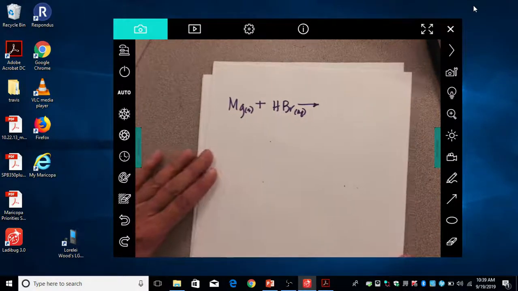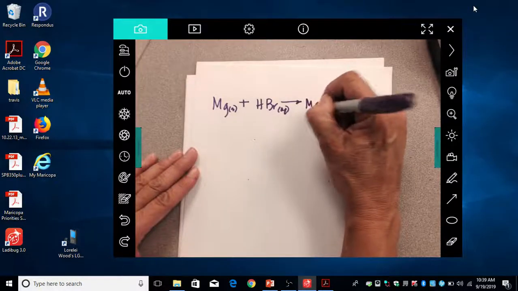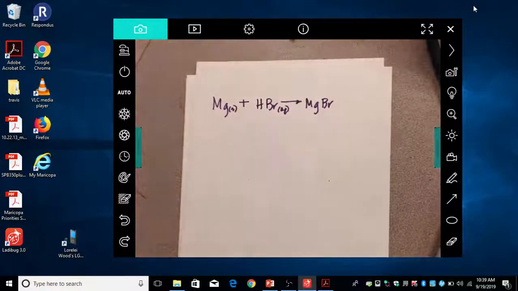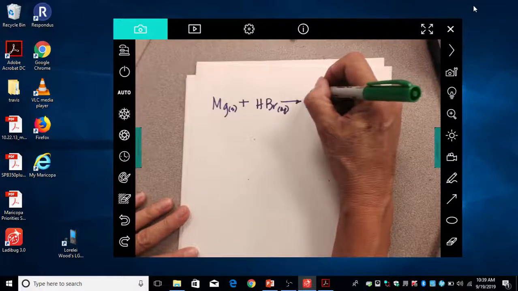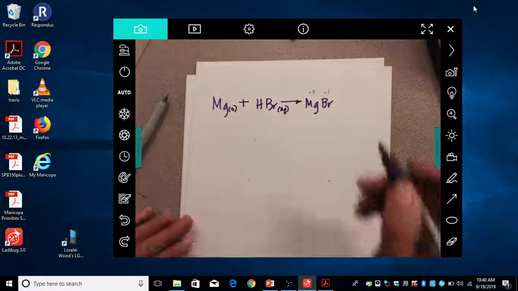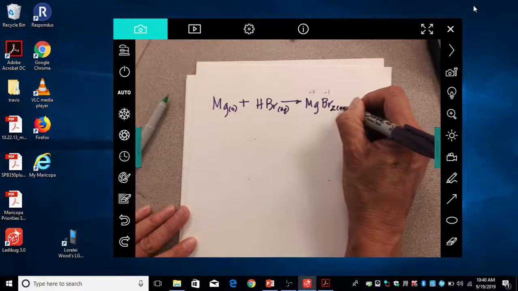So what's going to be one of my products? Magnesium bromide. So now we have to figure out new nomenclature. If we look at magnesium on the periodic table, it's in group 2, so what's the charge on magnesium going to be? Plus 2, and bromine is -1, so what's the formula for magnesium bromide? MgBr2, and that's going to be our aqueous solution.